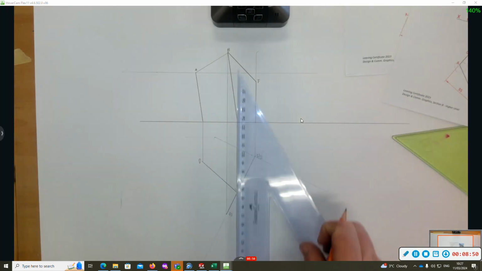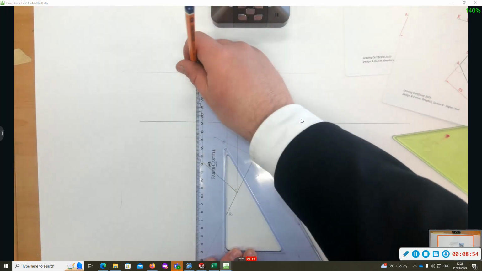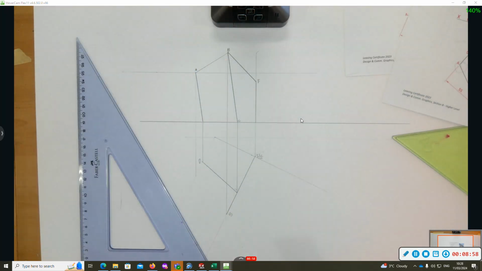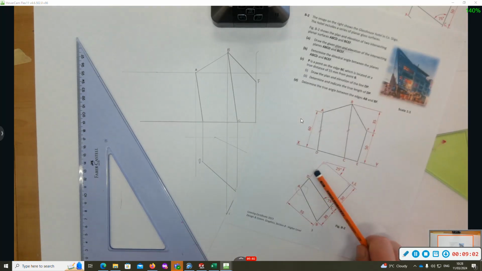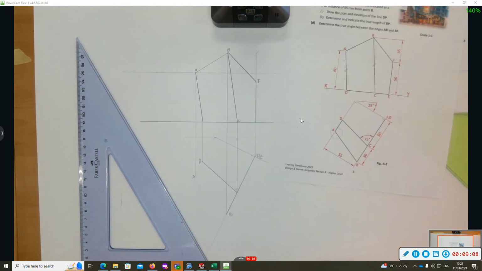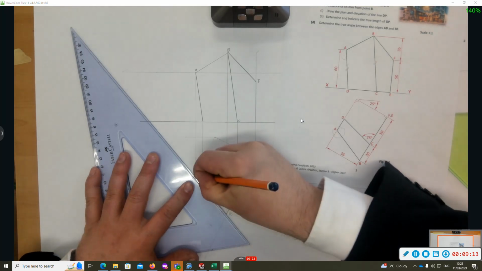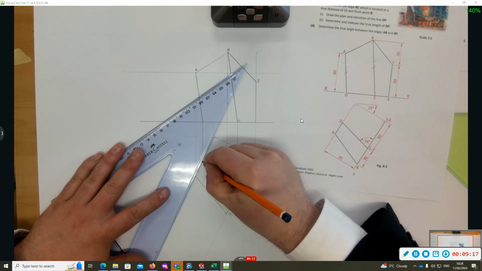Now, I'm going to get the plan view of point A by dropping it down. And where it hits this line, run through D. So this one, that's where point A is. And I can join A to B, and A to D.